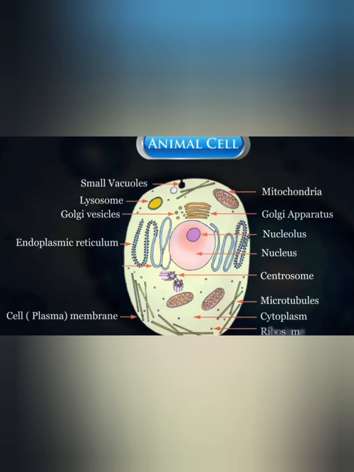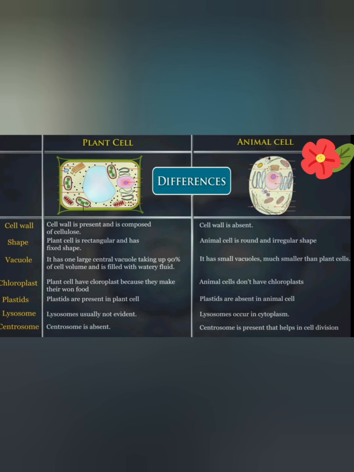Now let's see the animal cell. What is included in it? Small vacuoles, lysosomes, Golgi vesicles, endoplasmic reticulum, cell membrane, plasma, mitochondria, Golgi apparatus, nucleus, centrosome, microtubules, cytoplasm, and ribosomes. Let us study the differences now.